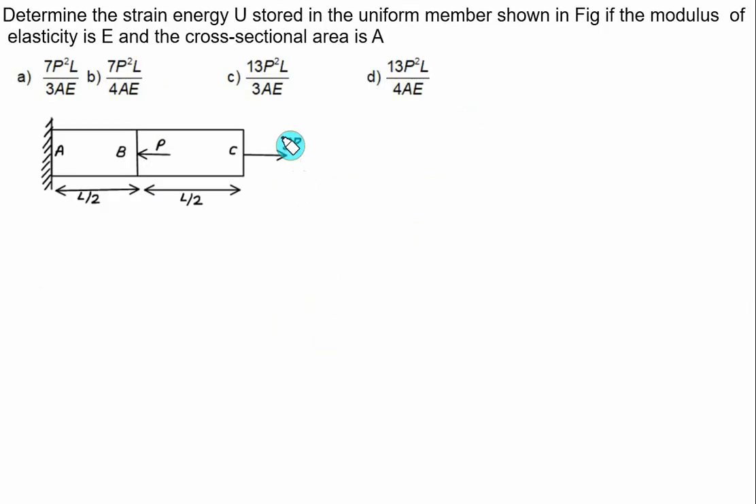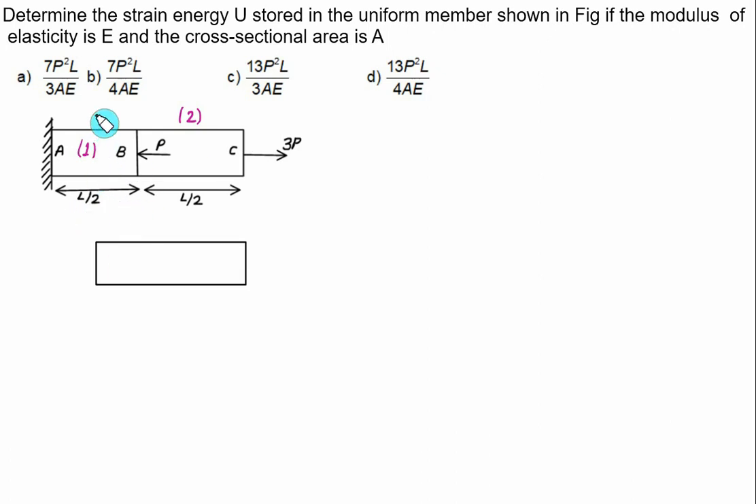Determine the strain energy U stored in the member as shown in the figure. We have the first section AB, where clearly the area remains constant. The second section is BC, and each of them has a length equal to L by 2. So they have the same cross-sectional area, the same length, and the same Young's modulus.